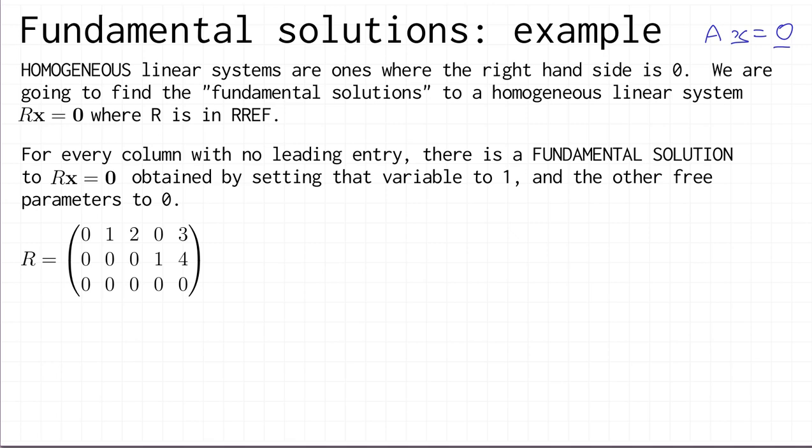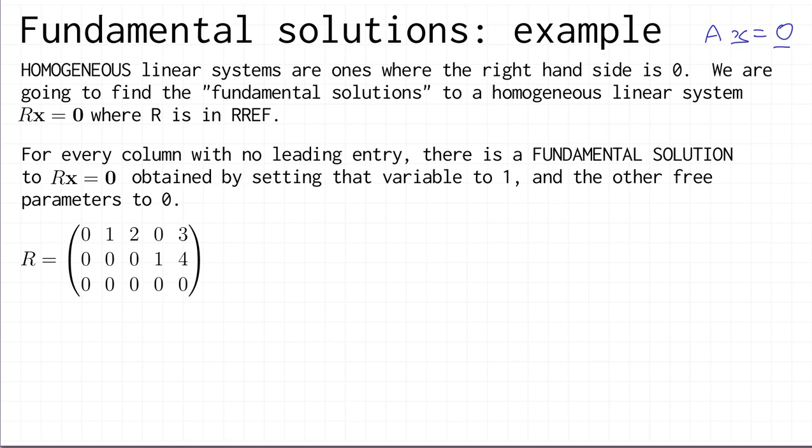For those systems, we're going to write down a set of fundamental solutions, and there will be one fundamental solution for each free parameter. Remember, a free parameter is a variable whose column doesn't have a leading entry. The fundamental solution for a particular free parameter will be the solution you get by setting that free parameter to 1 and all the other free parameters to 0. These are important because we're going to see in the final chapter of Algebra 1 that any solution can be expressed in a unique way in terms of the fundamental solutions.